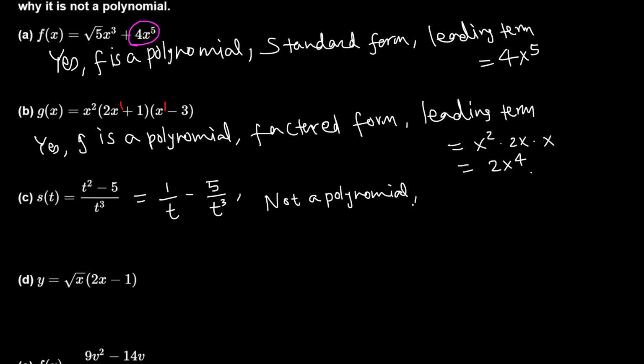Why? Because we get a negative exponent of t. When we move up, we get a negative exponent. We can only have whole numbers, that means 0, 1, 2, 3, 4, etc. But this is going to be negative 3, here it's negative 1. So t has a negative exponent.